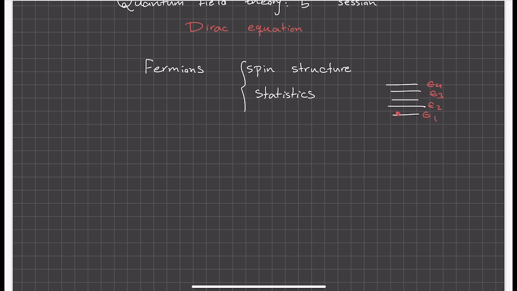you can have multiple bosons in one energy structure, and there is nothing really prohibiting that. But for the fermions, that's not the case. So basically, if we have multiple energy structures, we can only have one fermion at a time in each energy state. So that basically means the fermions are distinguishable if they are occupying different energy states.